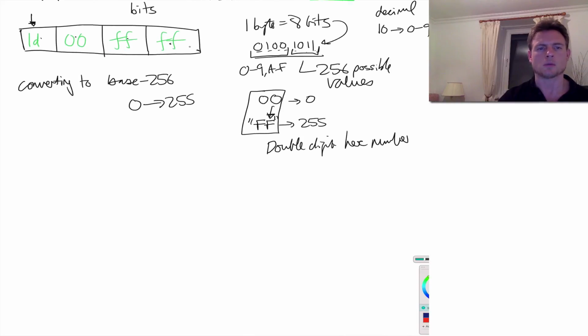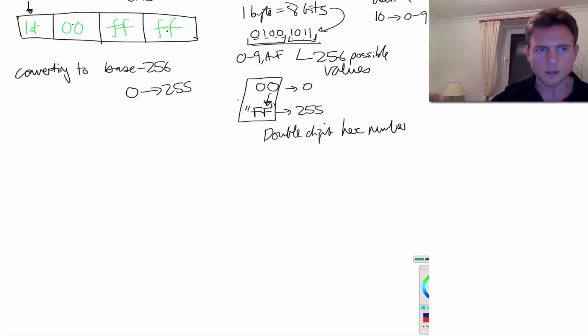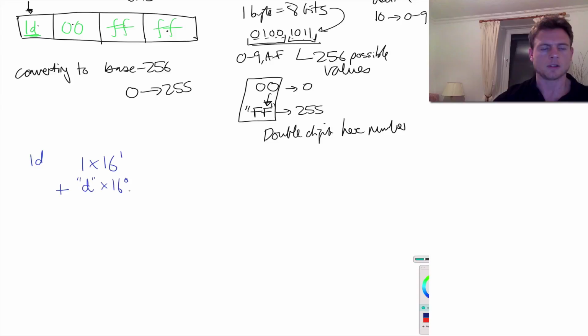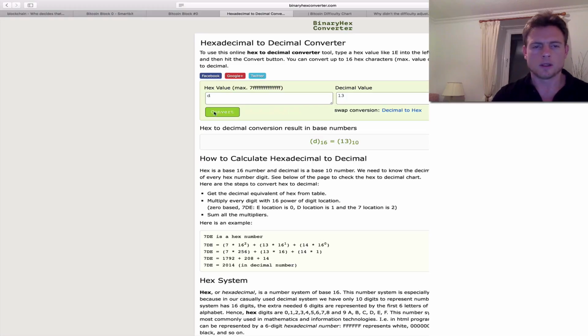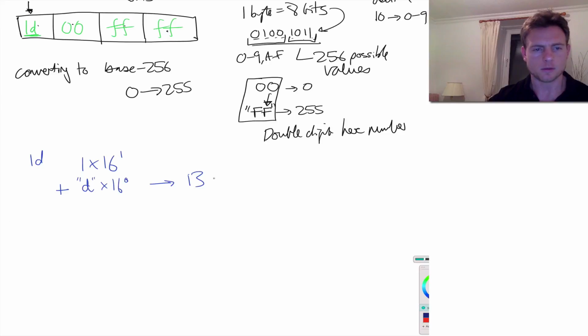So let's break that down. What does that actually mean? That means that the number that this target represents is, first of all, it takes up 1D bytes, right? So how many bytes is 1D? Well, 1D in hexadecimal is basically 1 times 16 to the power 1 plus D times 16 to the power 0, right? Now, D in hexadecimal, we can go back to our hexadecimal converter, we can see that D corresponds to number 13. So 1D equals, in decimal, 16 plus 13 equals 29.